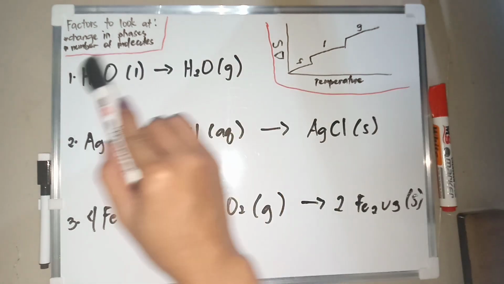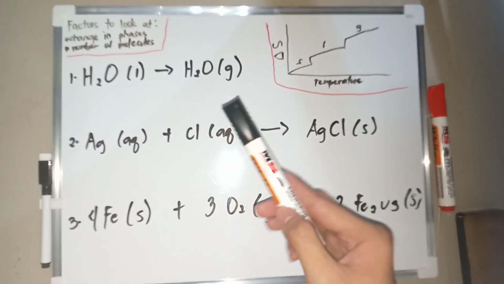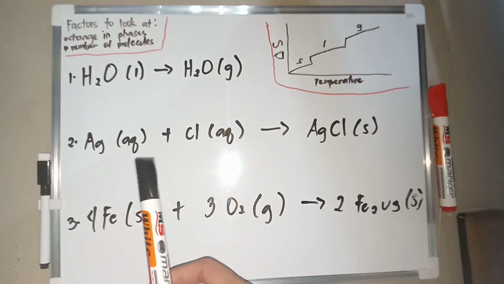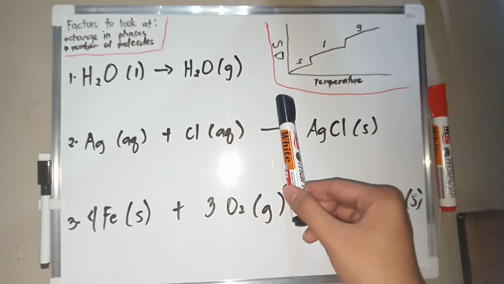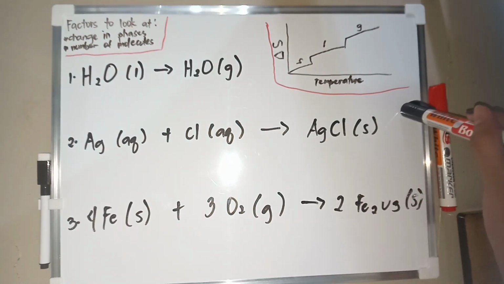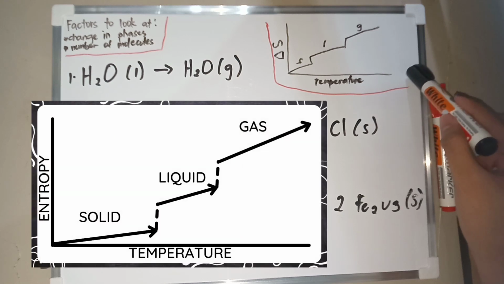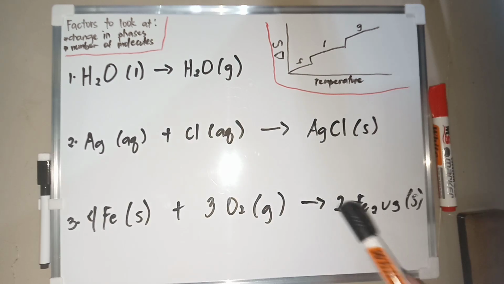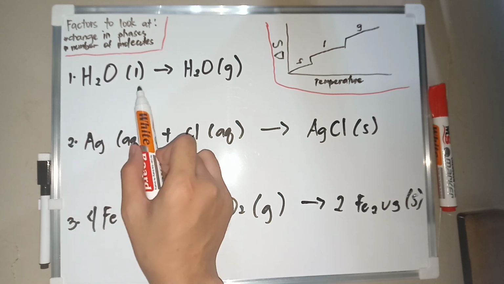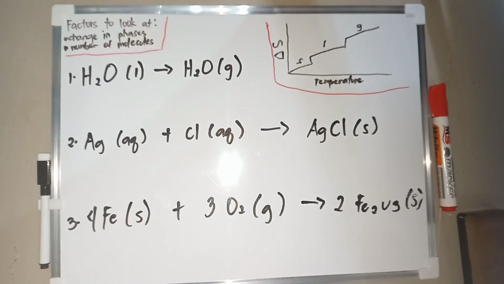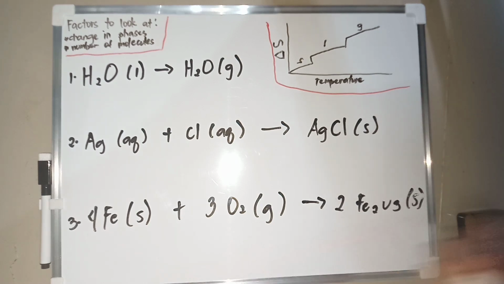So here we have the factors to look at. We have the change in phases of solid, liquid, and gas, and the number of molecules. Here we have the chart that says an increase in temperature will lead to an increase in entropy. So number one, we have H2O liquid as our reactant and H2O gas as our product.